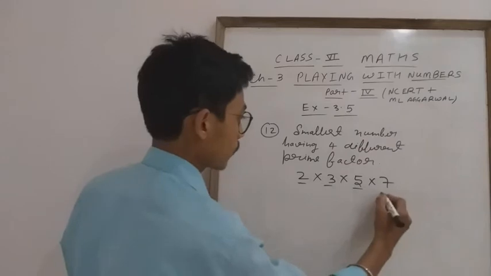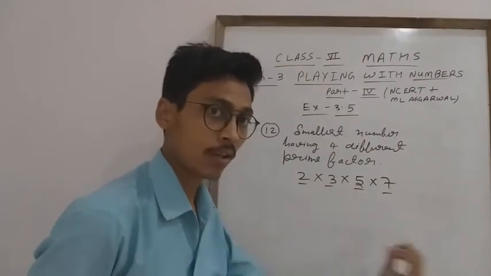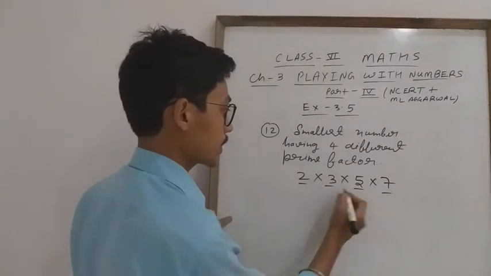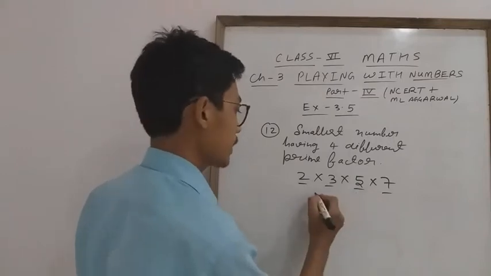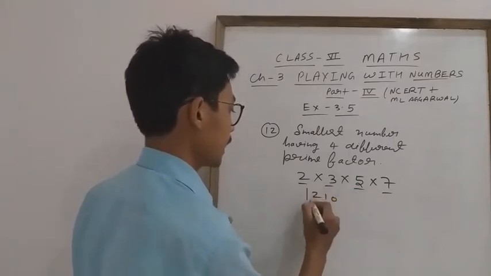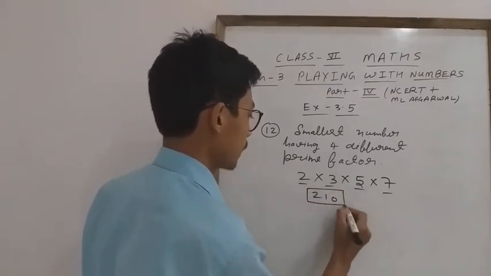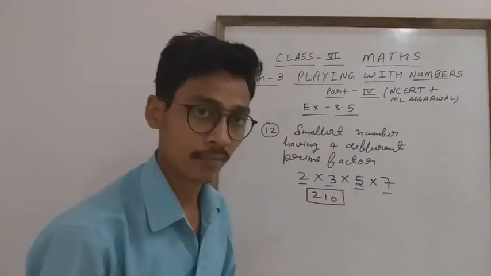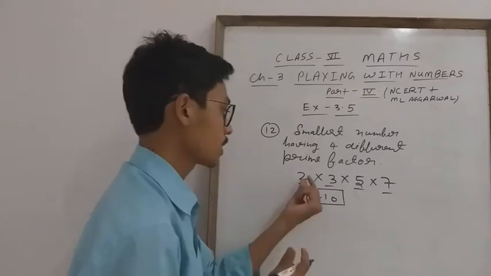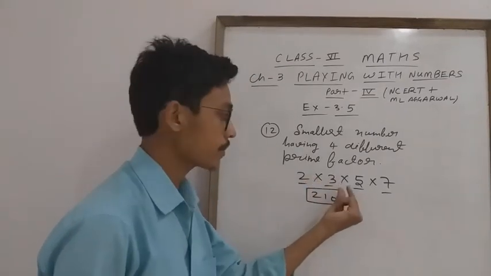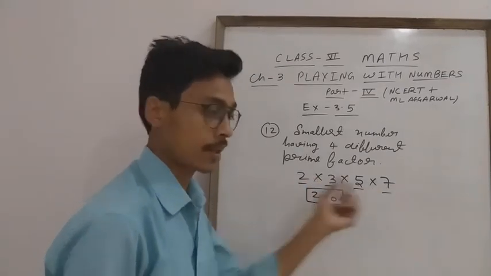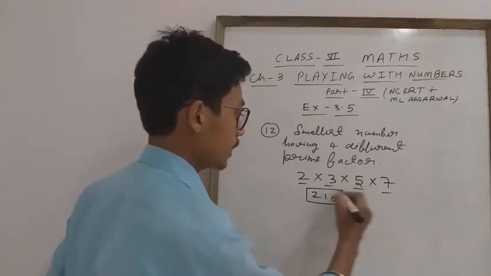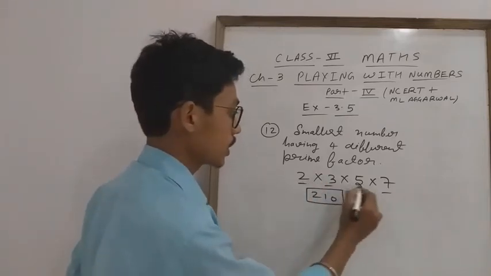So look, 1, 2, 3, 4: 4 different prime factors, and they are continuous. Now multiply: 3 times 2 is 6, 6 times 5 is 30, 30 times 7 is 210. So students, 210 is the smallest number having 4 different prime factors. Clear everyone? 2 is a prime number, 3 is a prime number, 5 is a prime number, 7 is a prime number. When you factorize 210, it will come 2, 3, 5, 7.